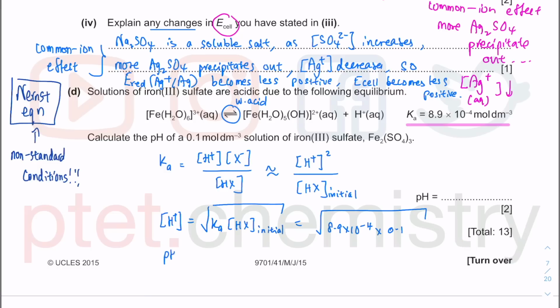But what do I want? I want pH. pH is minus log 10 of H plus. So from my previous answer, I take the log 10 and then take the negative log 10 of it. I get 2.025. Looking at the value here, 0.1 mole per dm cube is one significant figure. Looking at the Ka, this is 2 significant figures. I would probably give these to 2 significant figures just to be appropriate with the data given in the question for this calculation. That's the end of this 13-mark question there.